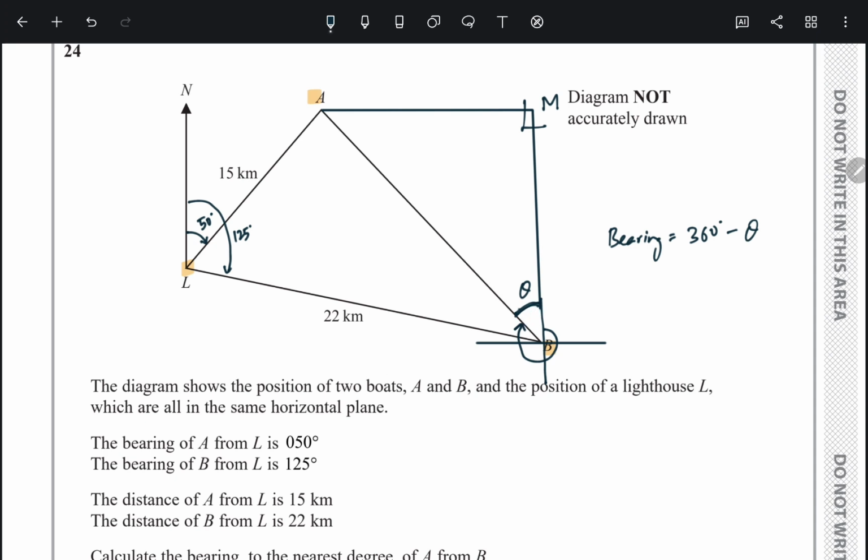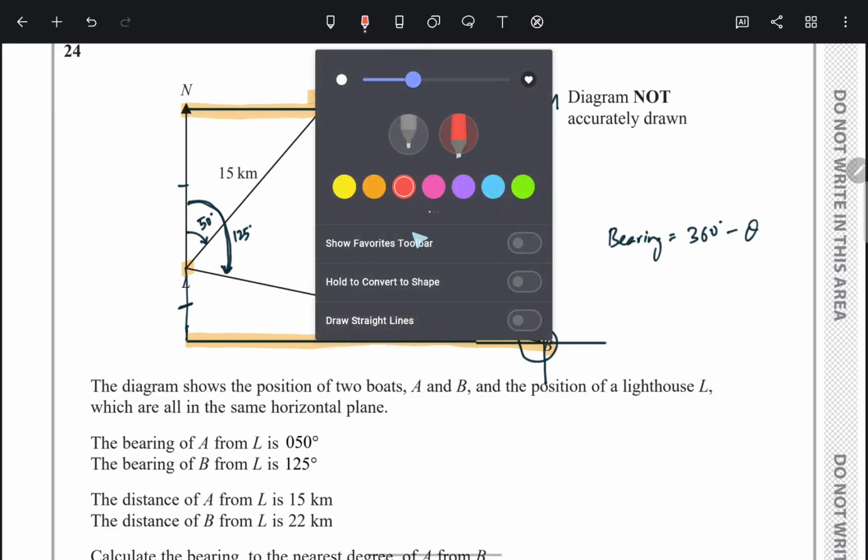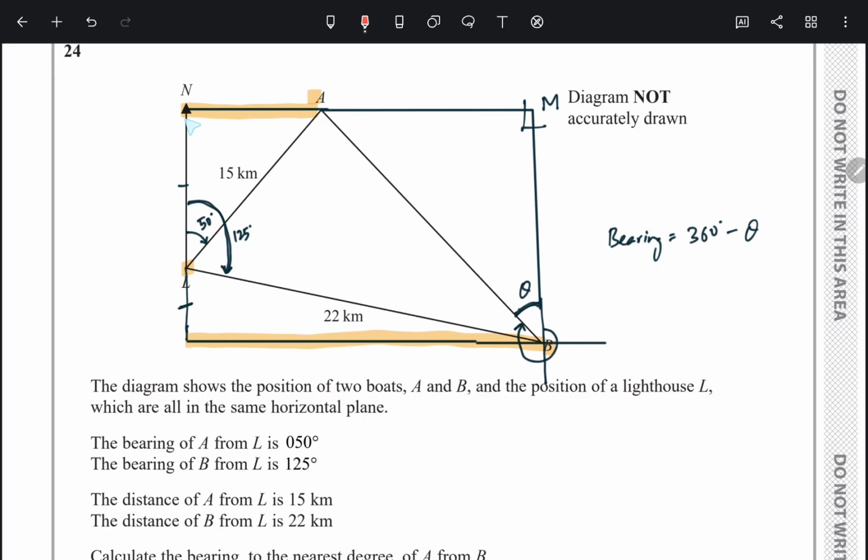And to find this angle theta, we need the lengths AM and BM. To find the length AM, we can find this entire length and subtract this much to find AM. And to get BM, we can add this length and this length together to get BM. Okay, so to find this length, we have to find this angle, and this total angle is 180 minus 125, that's going to be 55 degrees.